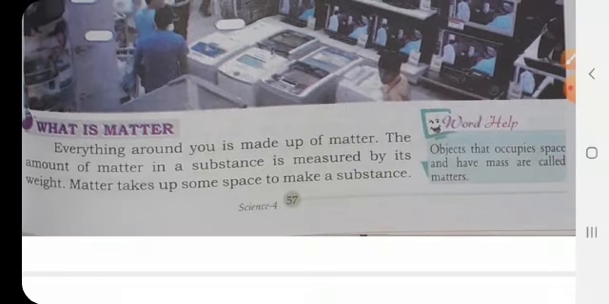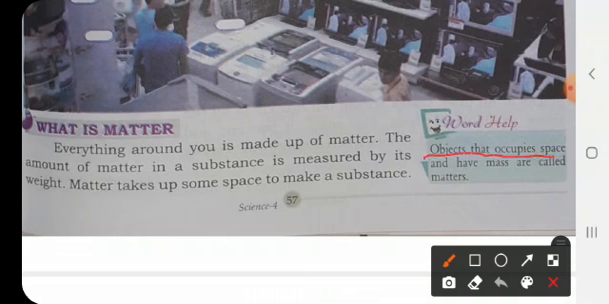Now, here you have the definition of matter, which says objects that occupy space and have mass are called matter. So, all those things that have weight, that occupy space are called matter, and it is measured by its weight. Whatever is the amount of matter in a substance, that is measured by its weight.